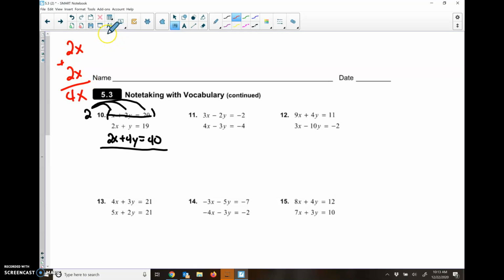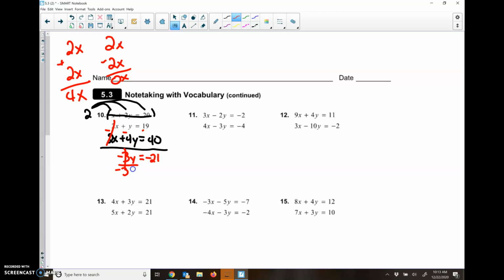Okay, this isn't called get 4x, this is called elimination. So I want to eliminate my x's. So now I need to subtract everything. 2x minus 2x is 0x. So everything's going to get subtracted here. So 2x minus 2x is 0x. So that eliminates. Y minus 4y is negative 3y. And then 19 minus 40 is a negative 21.